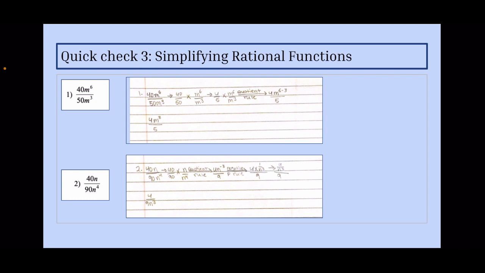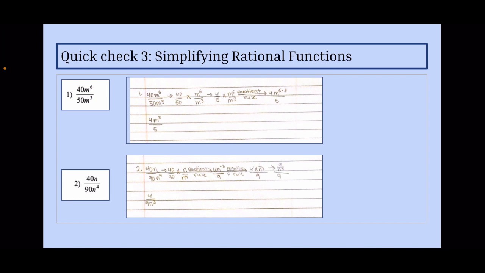So for number 1, it's 40m to the power of 6 divided by 50m cubed. So first we have to take out the constants, and that will give us 40 over 50 times m to the power of 6 over m cubed. Then we just simplify the 40 over 50 to 4 over 5 and keep the same m to the power of 6 over m cubed.